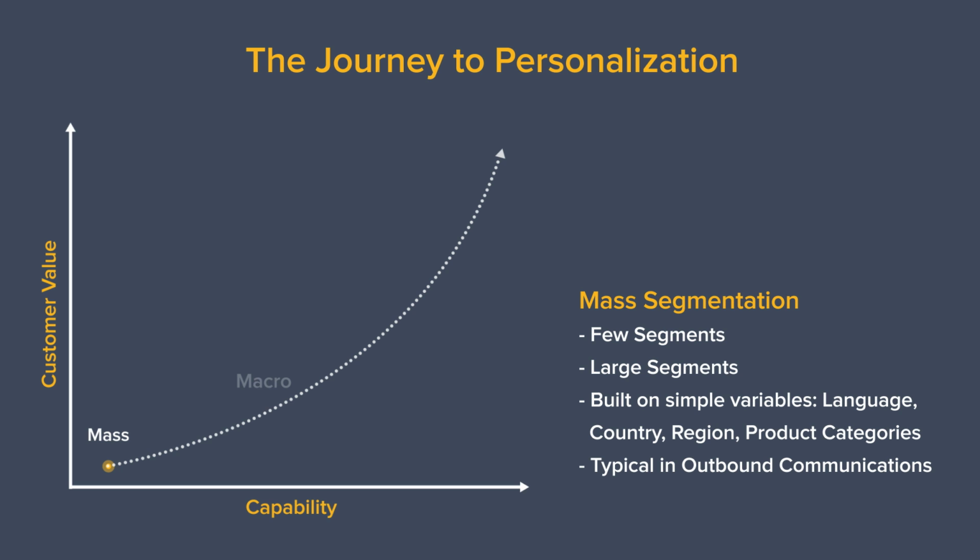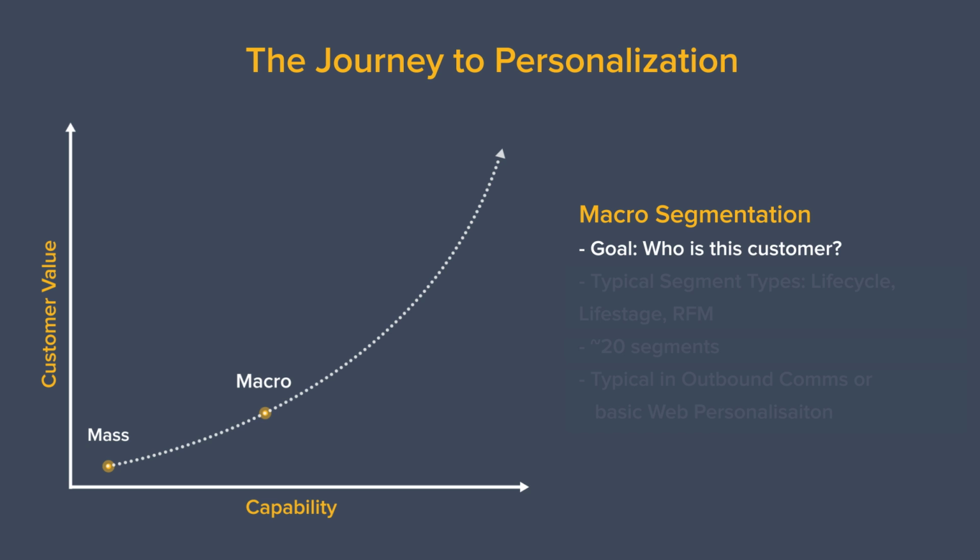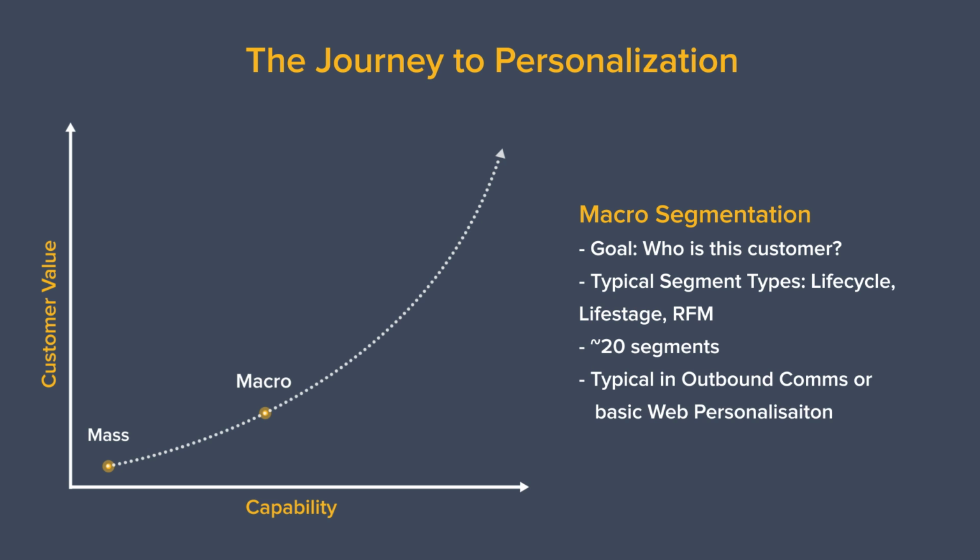The second point on the curve is macro segmentation. Here I have one core goal to understand: who is this customer? Oftentimes, typical segments here will be something like life cycle segmentation, lifestyle stage segmentation, or some kind of recency, frequency, or monetary segmentations. Normally there's no more than 20 segmentations at this point, and we're really looking for no more than 20 unique buckets of people. This really helps us from an outbound marketing point of view, is typical for email campaigns, and is also typical for very basic web optimization.